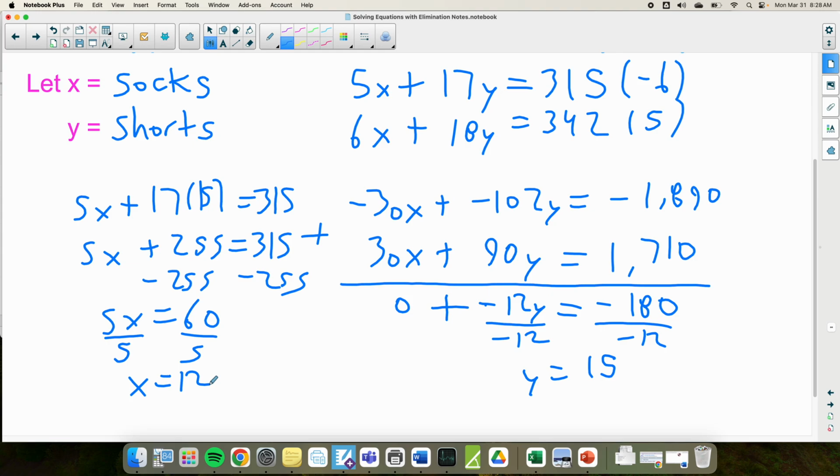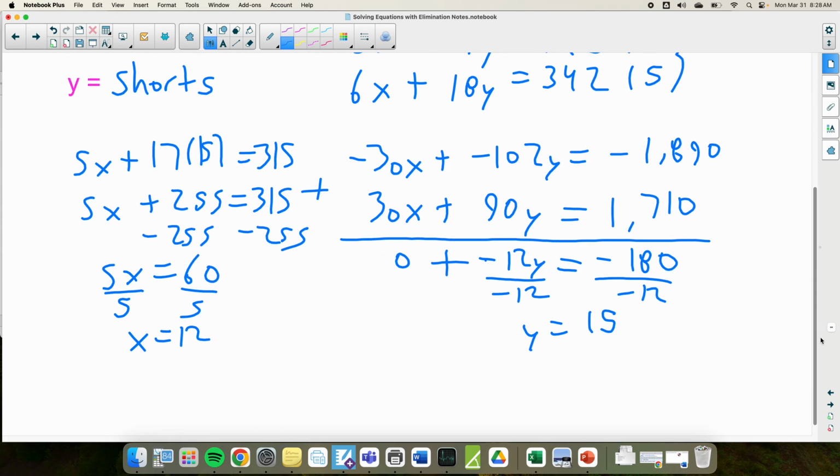So it would be 12 socks, because x is for sock, and then 15 shorts.